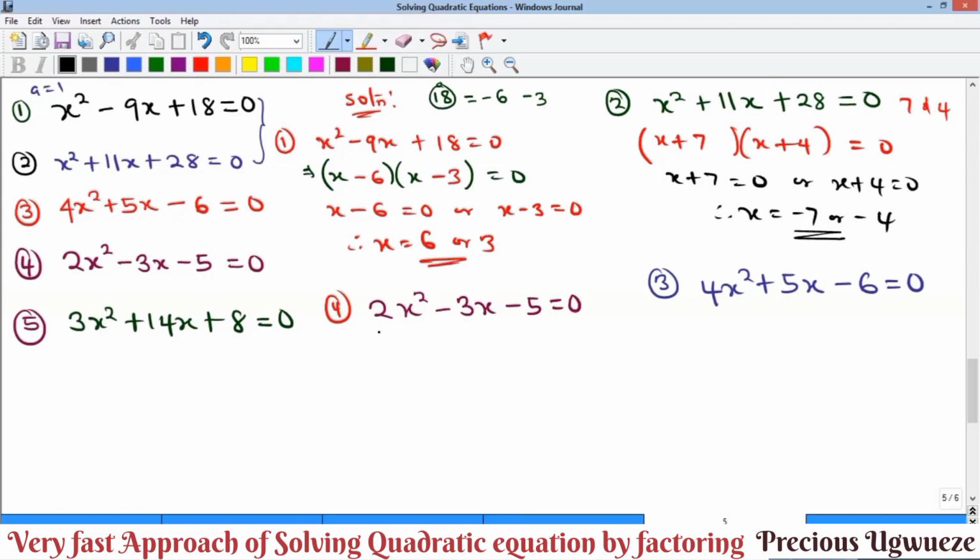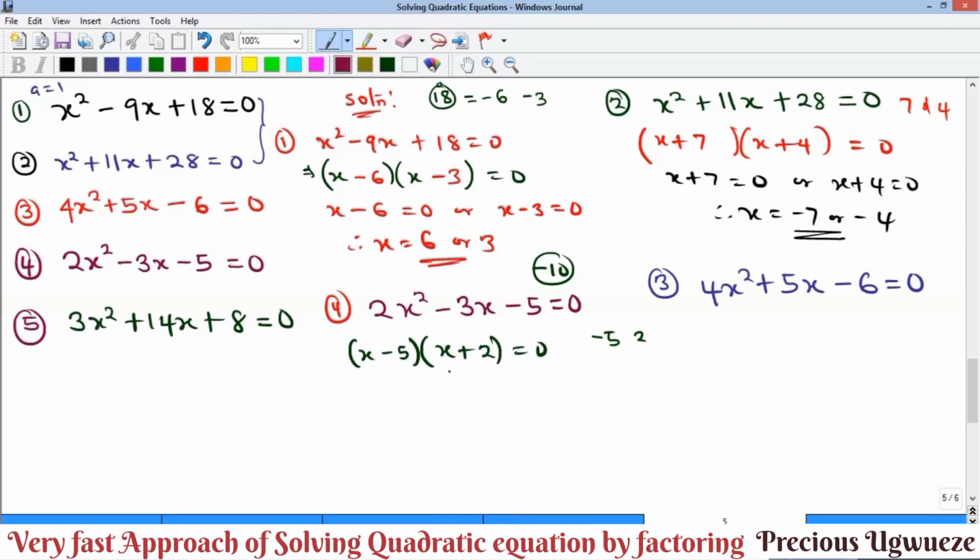Now, when you have the coefficient of x squared to be more than 1, that's where we have a peculiarity. However, you're actually going to start the same way you started here. Pick your a, which is 2 in this case, multiply by c, which is minus 5. That's going to give us minus 10. So we are looking for the two factors of minus 10 that will sum to give us minus 3. And they are minus 5 and positive 2. The same way, we are going to open two brackets here. Then we take x minus 5 here, and then we put in x plus 2, and that's equal to 0.